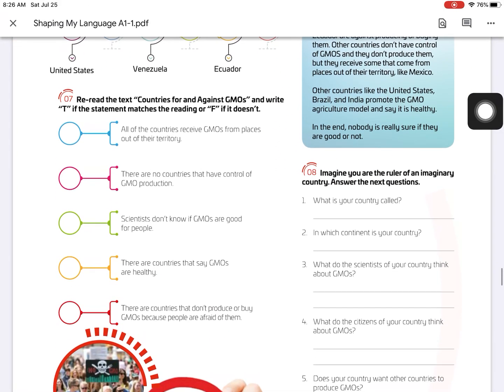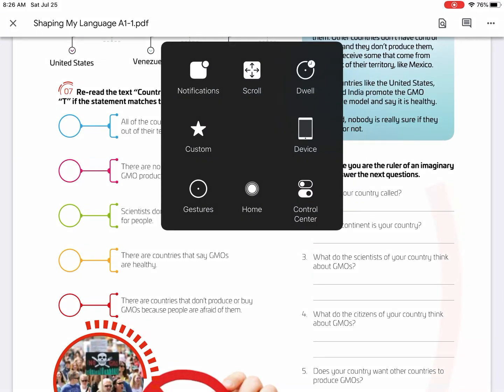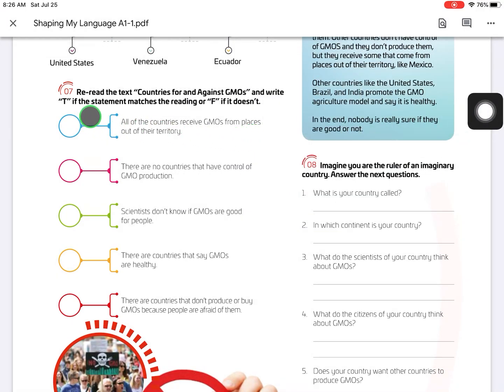Good? Now, in point number 7, you are going to have this. Read the text countries for and against GMO, that was this chart, and write T if the sentence is true, and F if it is false. Yes, so for example, if you think that all of the countries receive GMOs from places out of the territory, if that is true, write T here. If you think that statement is false, you write F here. The same with this, and with this.